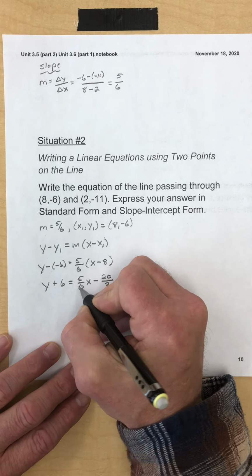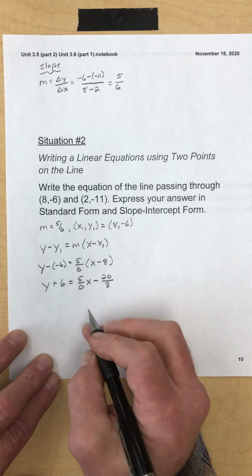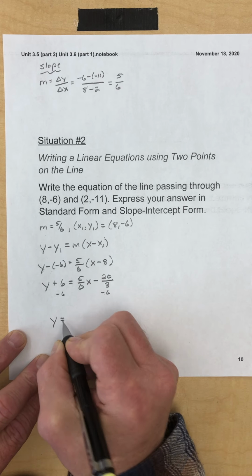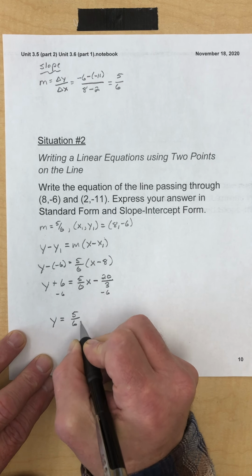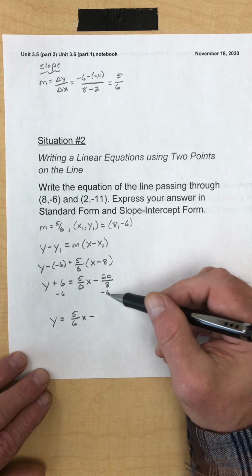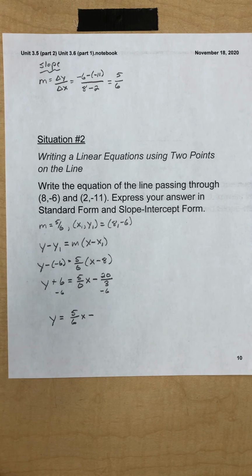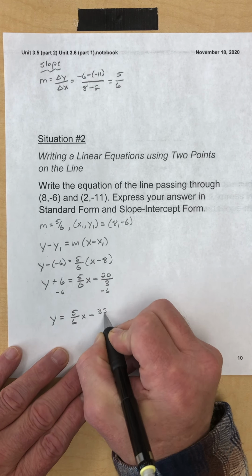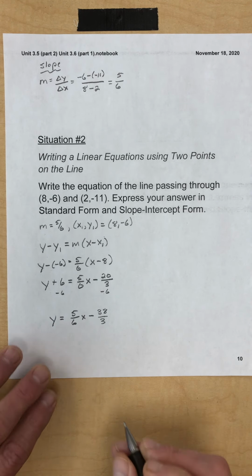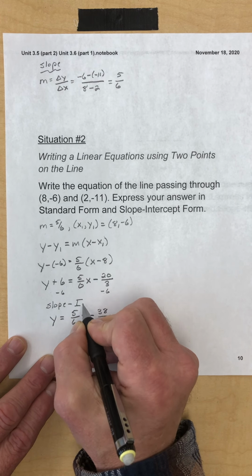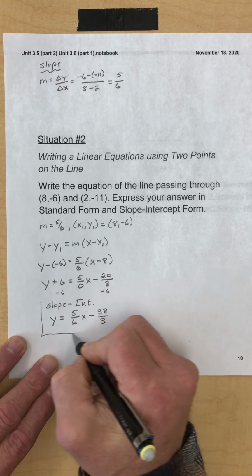I want to put it in slope-intercept form first, so I have to subtract 6 and subtract 6. So I get y equals 5/6 x minus, and remember when you collect these, that's a -20/3 and a -6, and I'm going to write it as an improper fraction. I get -38/3. So there is my slope-intercept form. I know it's slope-intercept form because it says y equals.